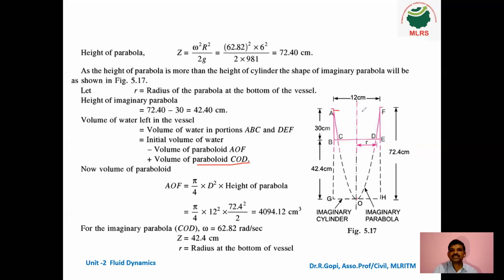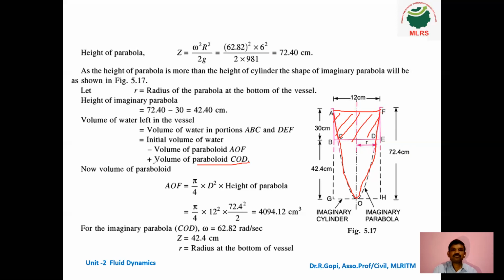Initially, this is the water, full of water is there. This is the initial volume. Now again I minus this portion. This volume is less than the whole, because the height is 72.4. So the initial volume will be less compared to the parabolic volume. For this condition, we get a minus value, and that is not the actual volume.